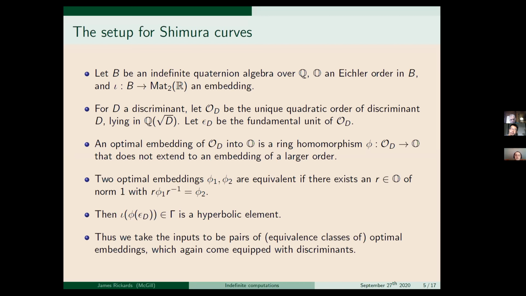So this means that instead of taking these elements of gamma, we can take the inputs being two optimal embeddings. And then we ask, what's their intersection number? By which we mean, if you take the image of the fundamental units, and then you take their corresponding root geodesics, how many times do they intersect on the Shimura curve? A fundamental reason why this is a better approach is that optimal embeddings come equipped with discriminants, which give a much better description of the behavior of what's going on, rather than just a 4x4 matrix with some elements. It's harder to get something out of that.